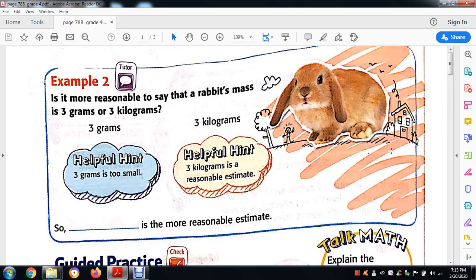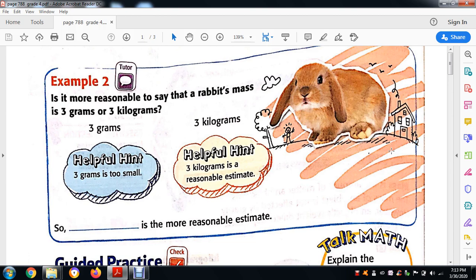Our today's lesson is metric units of mass. Page number 788. In this page you can see, my dear students, example number 2.